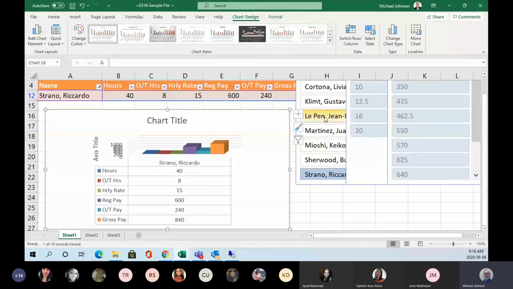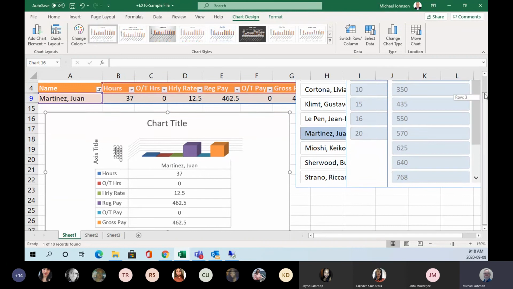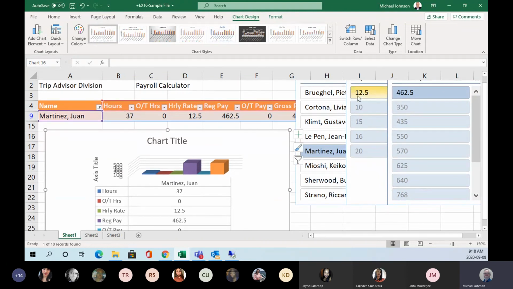And once again, I'll choose somebody else. Let's choose this fellow. And you notice the numbers change as well. And of course, I can use the other slices here as well to look at them and get a general idea. It'll always tell me by bolding it which one is active. So in other words, I can see 462 right here for regular pay.